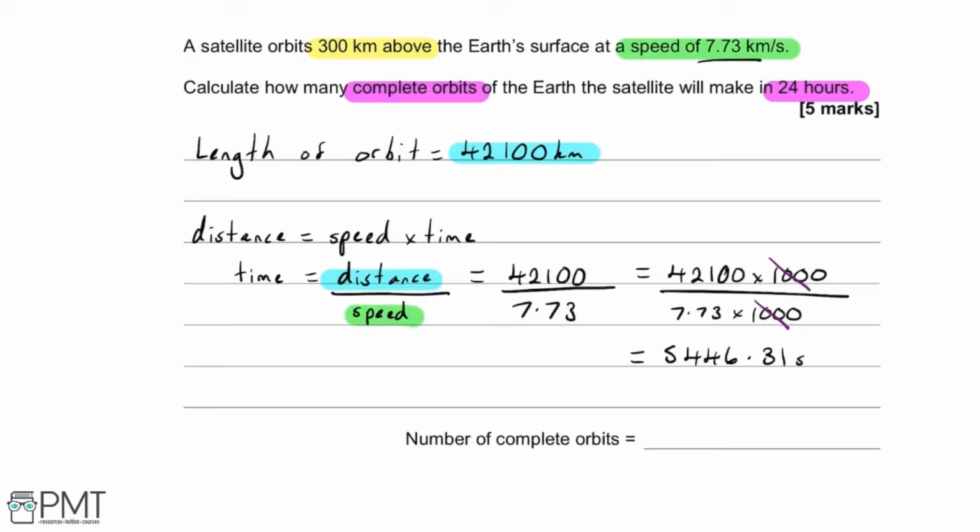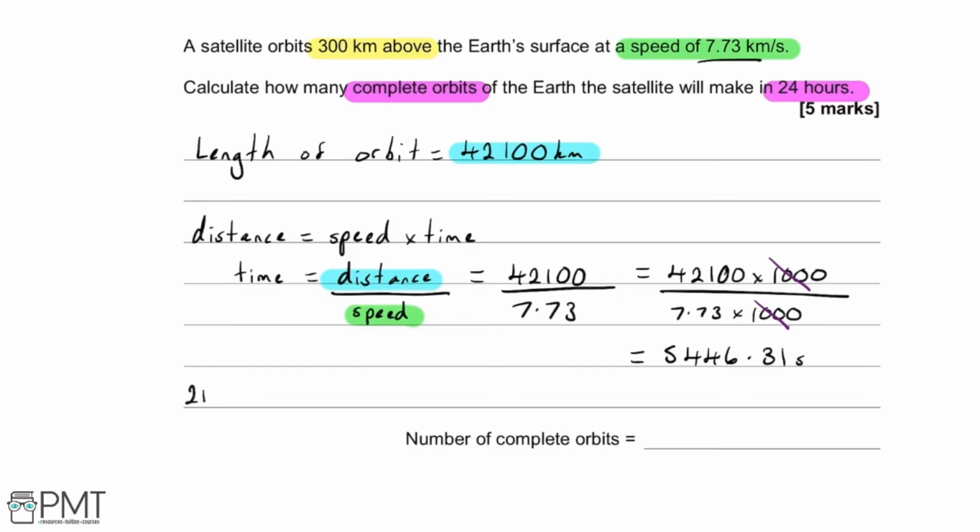So we have the time that it takes for one orbit, and we want to know how many it could do in 24 hours. So essentially, how many lots of that time will fit into 24 hours. Our time is in seconds, whereas we're looking at 24 hours. So we're going to convert the 24 hours into seconds first.